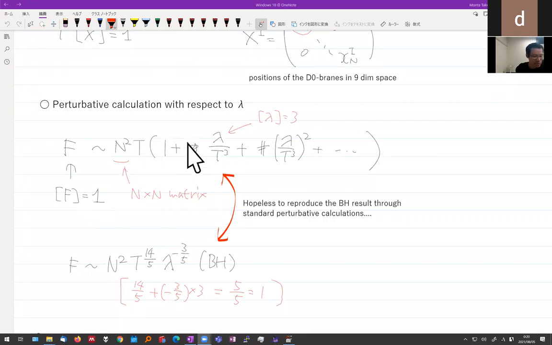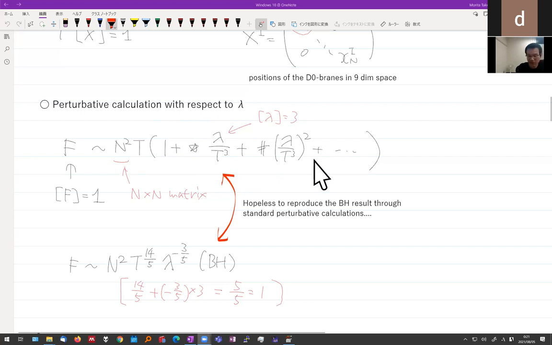And also we are considering a perturbative calculation, so the leading factor should not depend on lambda. Then only a numerical factor can appear. So at the leading order of this perturbative calculation, the free energy should be proportional to N squared times T. That's all. And if we are interested in some higher order correction through this perturbative calculation, the leading correction would be lambda over T cubed, since lambda has mass dimension 3, so in order to make it dimensionless, this T cubed should appear.